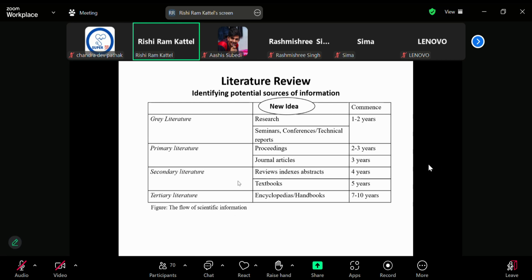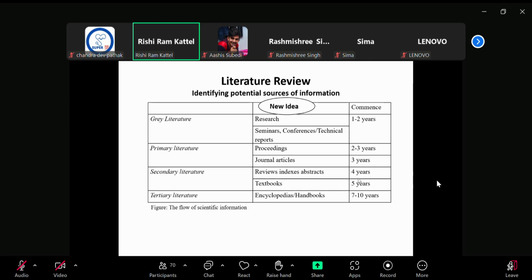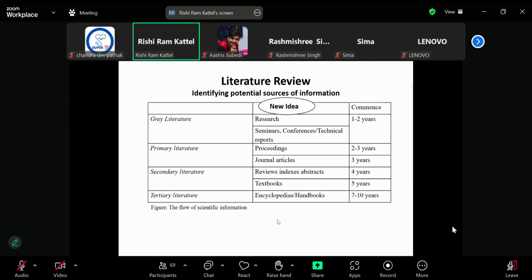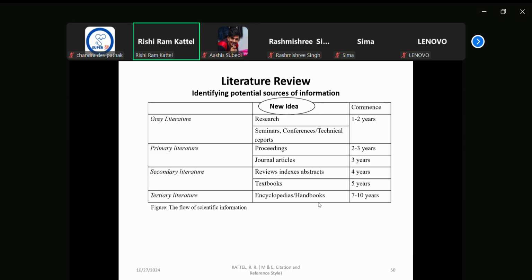Secondary literature are review, index, abstract or textbook, up to 4 to 5 years, and tertiary literatures are encyclopedia, handbooks, up to 7 to 10 years. These are the flow of scientific information.